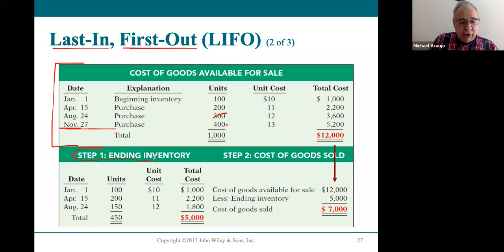So the first step your book shows you is, well, what's still in the store? Well, 450 are in the store. Which 450 are in the store? Well, the beginning inventory is still in the store. The April Astro condensers are still in the store. And half of the August inventory is still in the store. These are the costs for each. 1,000, 2,200, and half of that is 18. So you have $5,000 worth of inventory still in the store. Again, you had $12,000 of Astro condensers this year.